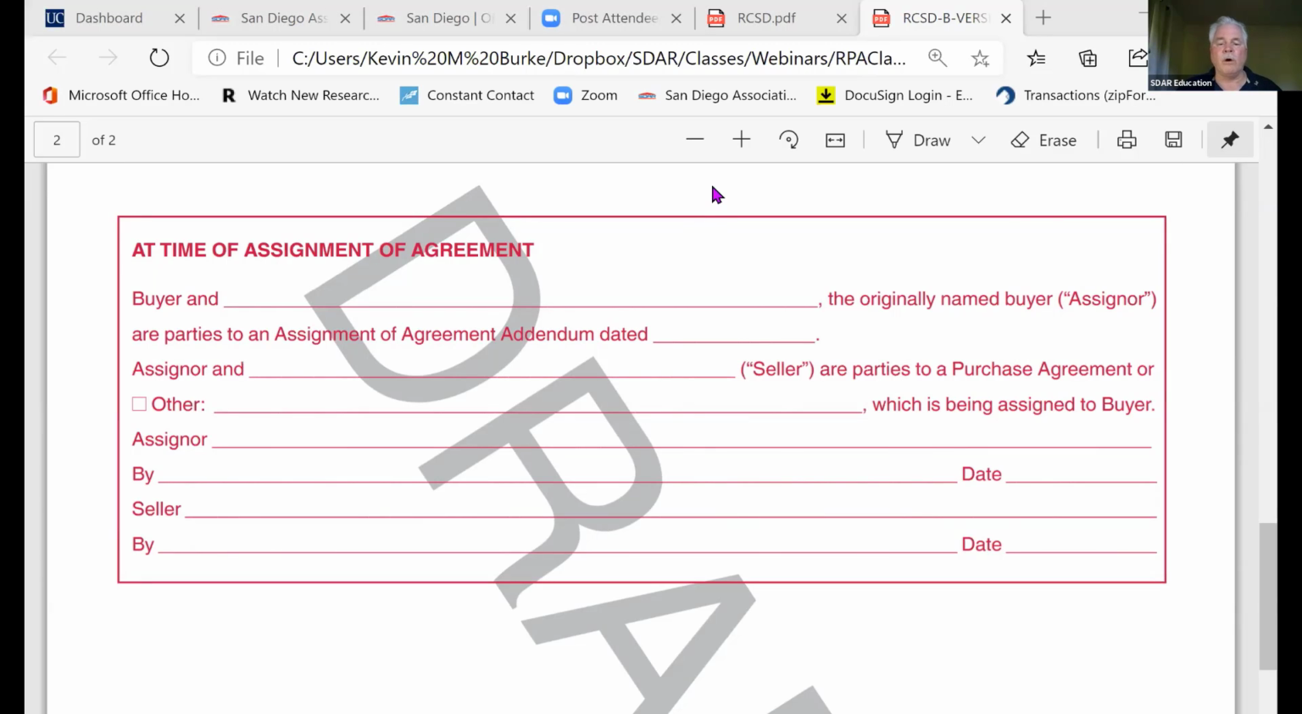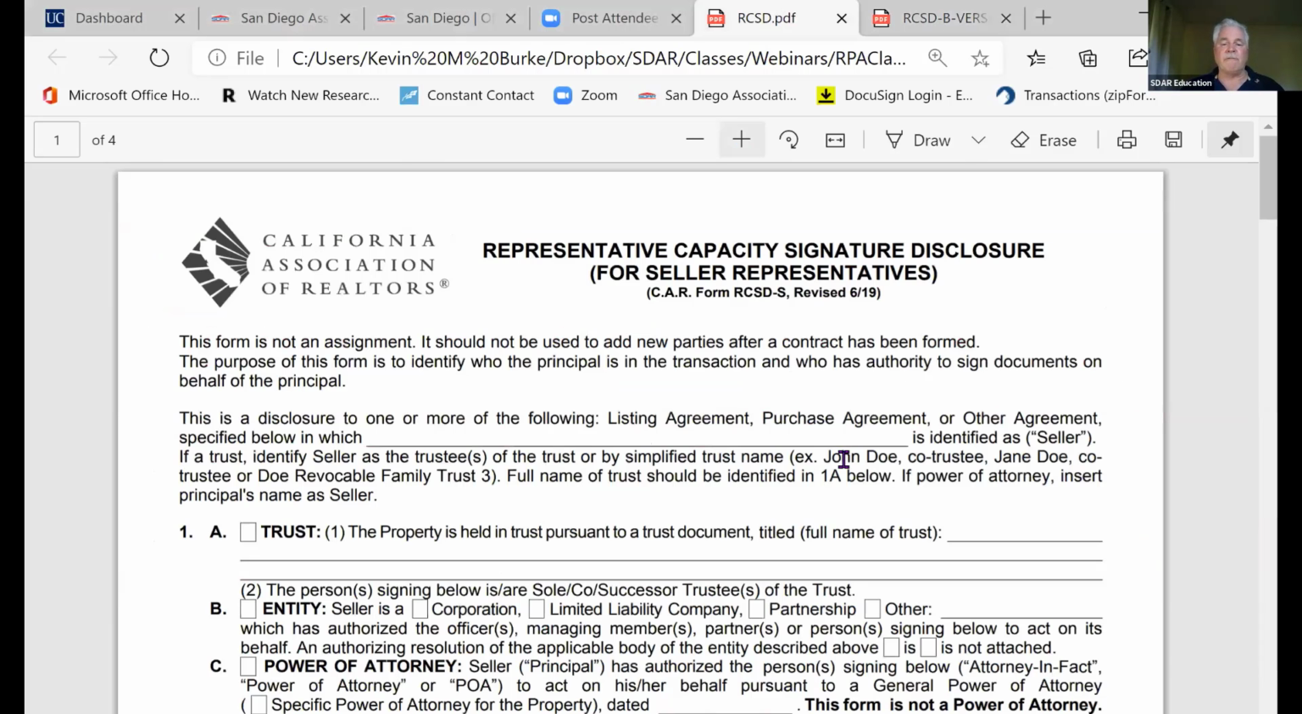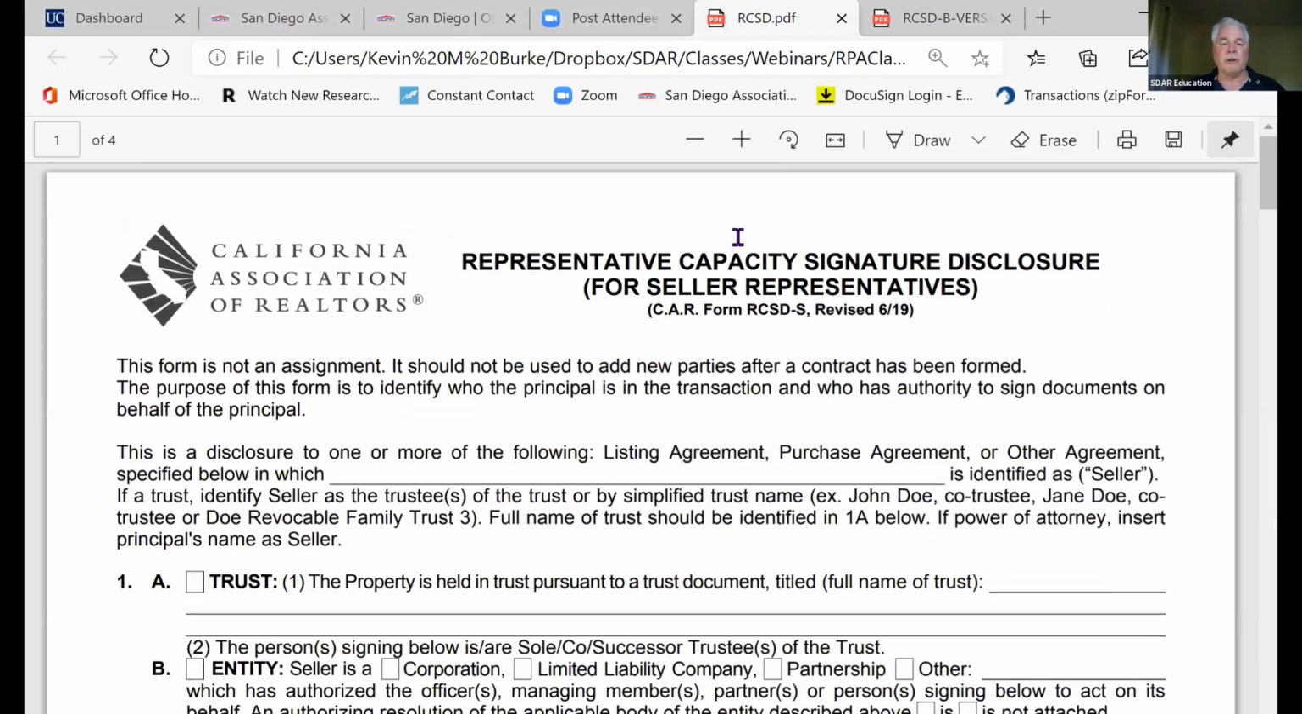I want to show you, oh God, I hope you can see this. Yeah, okay, good. You can see it. Now I want to show you what the seller side looks like. And remember that we didn't do any changes in zipForms, or at CAR, to the seller side. So the same kind of stuff applies. Let's take a look. Let's break it down.